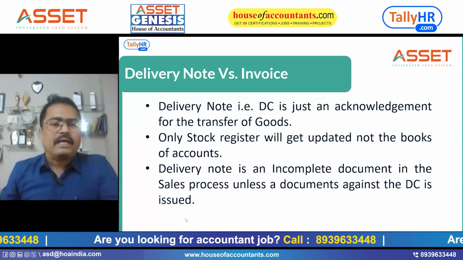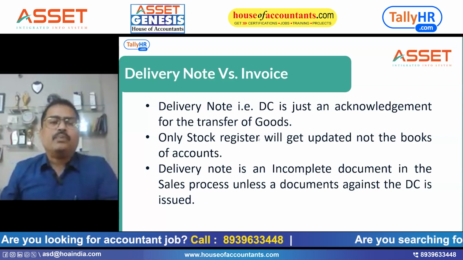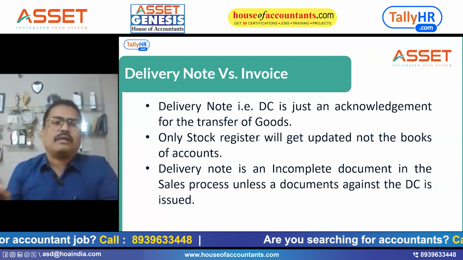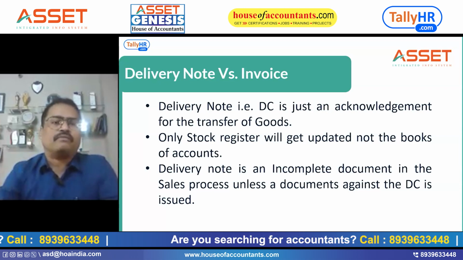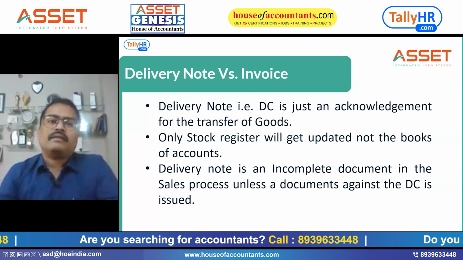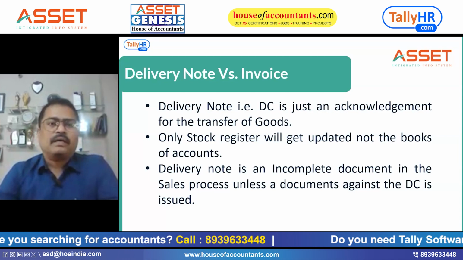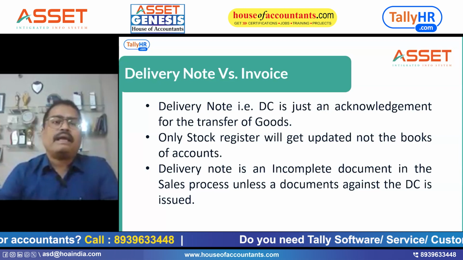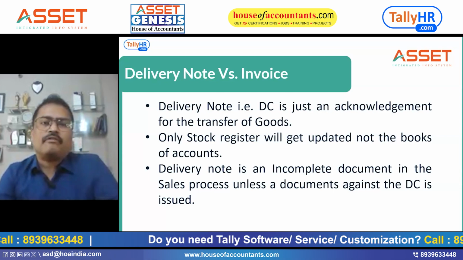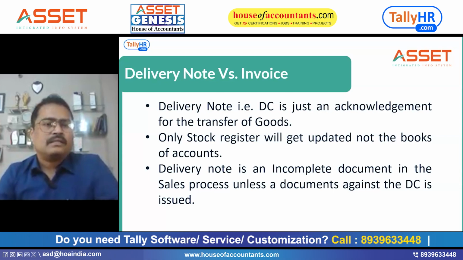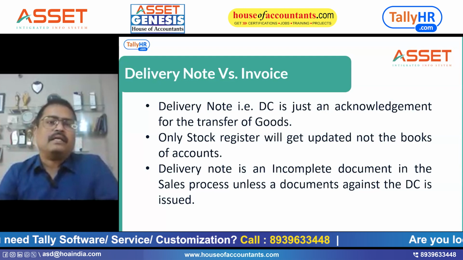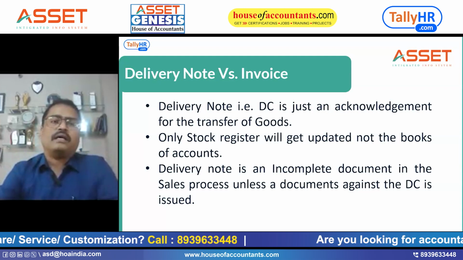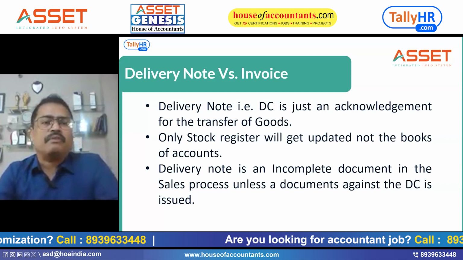Suppose I'm preparing a DC, a delivery note in Tally, it will affect your stock register. That means we can identify the movement of goods. That's all. There is no ownership transfer. That means there won't be any effect on the books of accounts of a particular customer or supplier. I'm just transferring the material. There is a possibility in future, if I raise an invoice, then the ownership will be transferred.